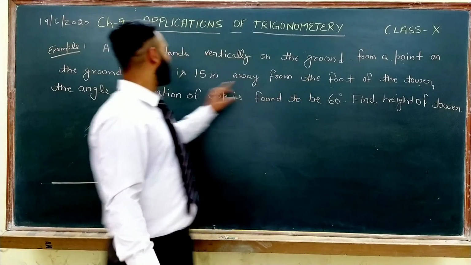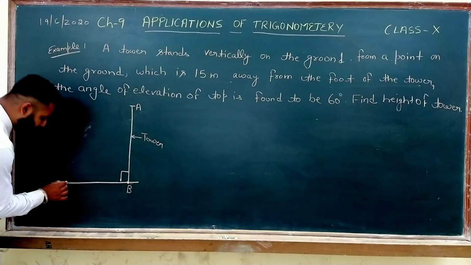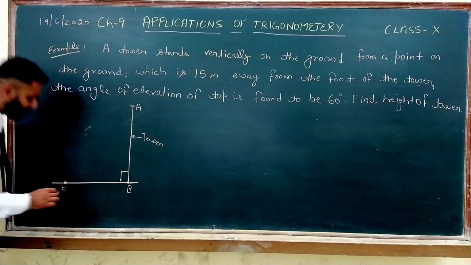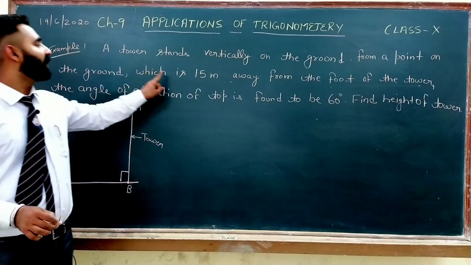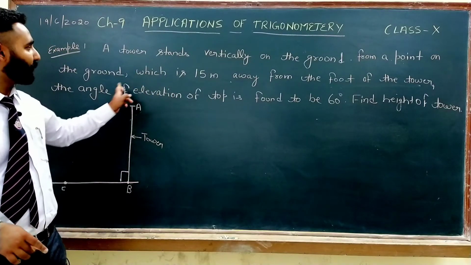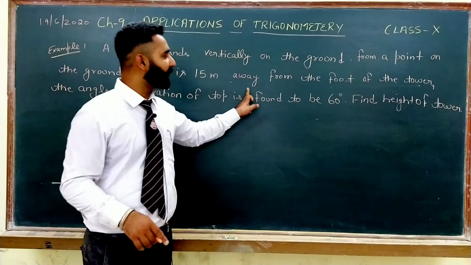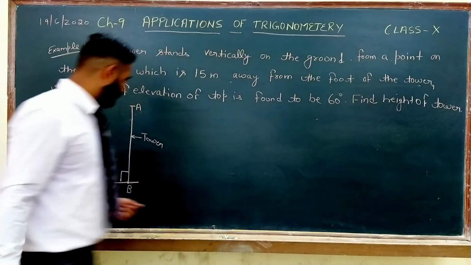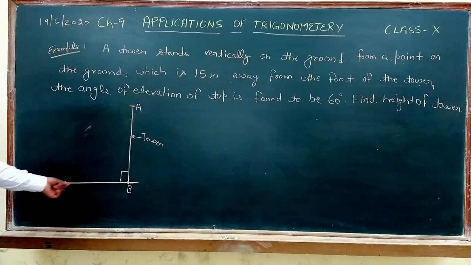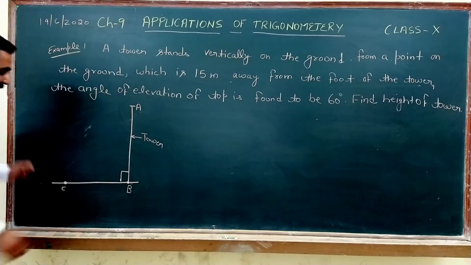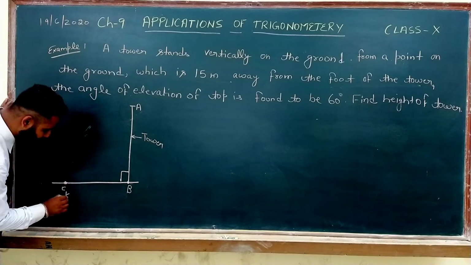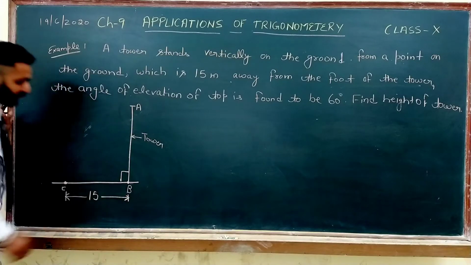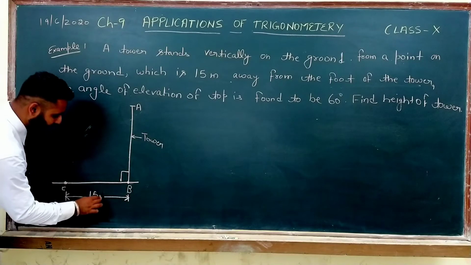From a point on the ground means there is one point also. Give it name C. From a point on the ground, they are talking about a point 15 meter away from the foot of the tower. Means the point C, which I assume, is 15 meter away from point B. B is the foot of the tower. So the distance between the point and the foot of the tower is 15 meter.